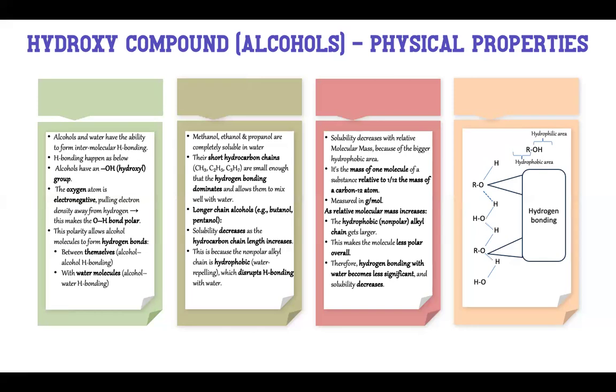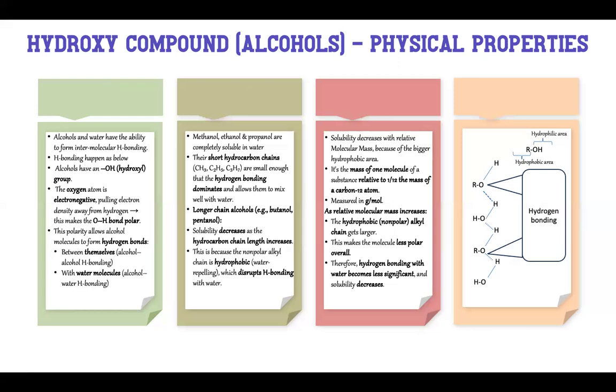And this polarity allows alcohol molecules to form hydrogen bonds between themselves, like alcohol linked to alcohol, H bonding, and with water molecules, alcohol with water H bonding. And methanol, ethanol, and propanol are completely soluble in water, as their short hydrocarbon chains are small enough that hydrogen bonding dominates and allows them to mix well with water.